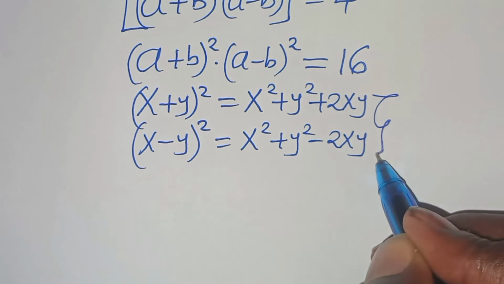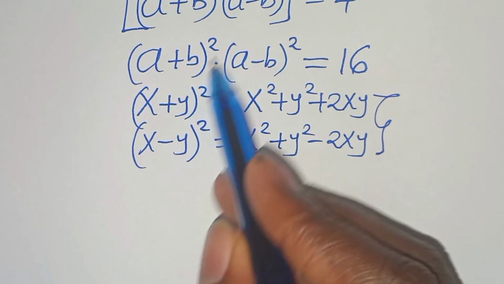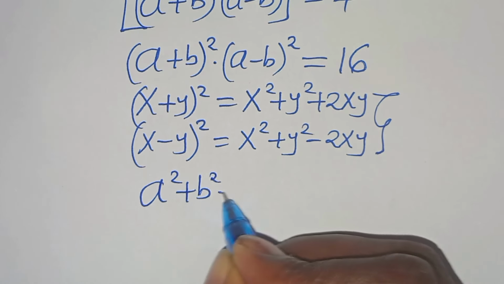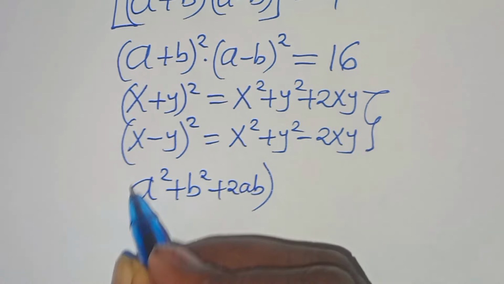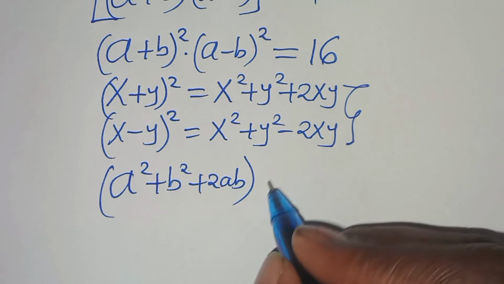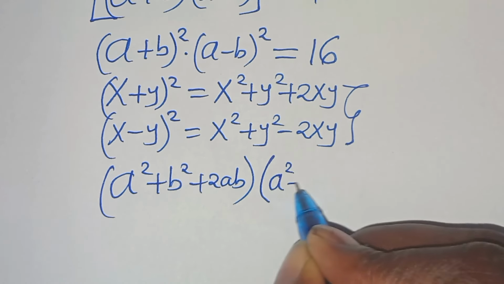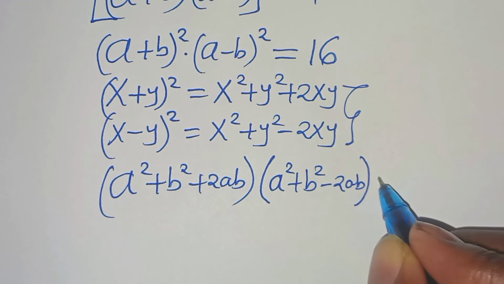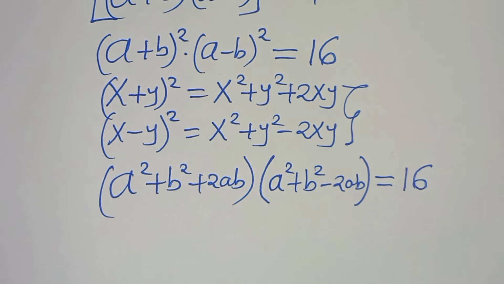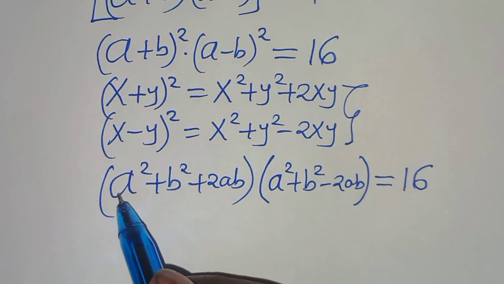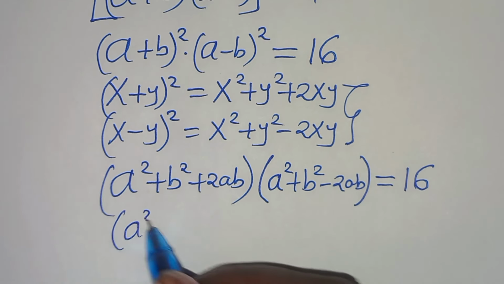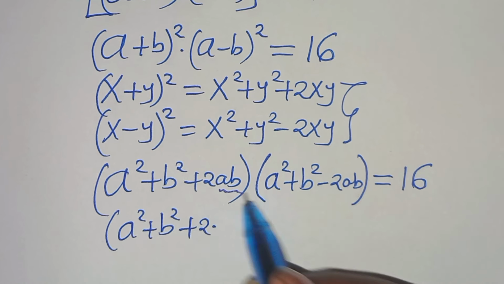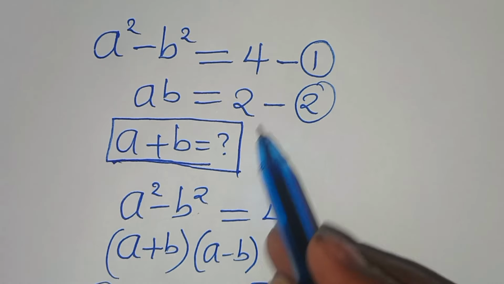Applying these two properties, then we have a plus b to the power of 2. This can be expressed as a squared plus b squared, then plus 2ab multiplied by a squared plus b squared minus 2ab. Close the parentheses. This is equal to 16. Now, we have that a plus b. Now, this is a squared plus b squared, then plus 2 multiplied by a times b. This is what we have in equation 2 here, which is 2.